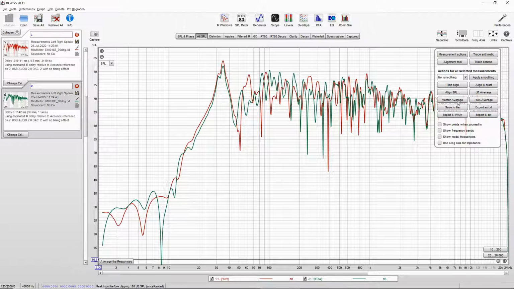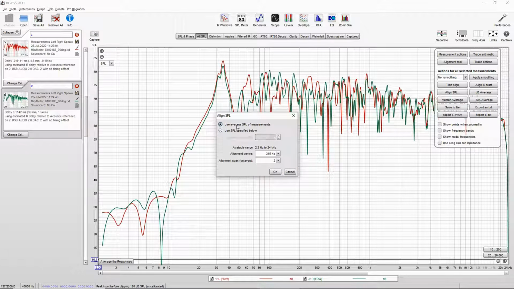REW has an alignment tool here, align SPL, and use average SPL of measurements, alignment center 500 Hertz, alignment span 3 octaves. That means divide 500 by 2 three times, so 250, 125 and 62.5, which is where we want to be, the lower limit, and then multiply it by 2 three times, so 1000, 2000 and 4000. So when we do this alignment, we're going to be aligning the SPL of left and right speakers from 62.5 Hertz up to 4000 Hertz, which will cover all the vocals and all the locatable bass, etc.